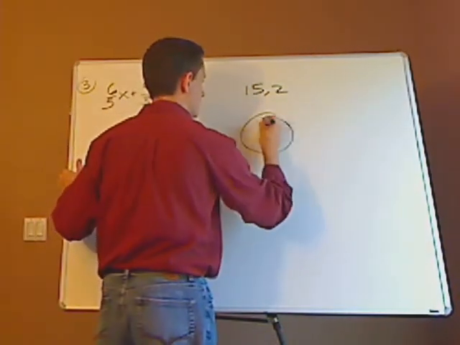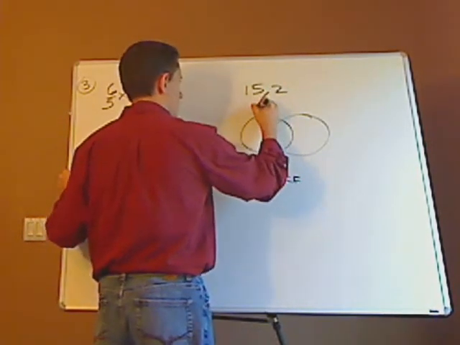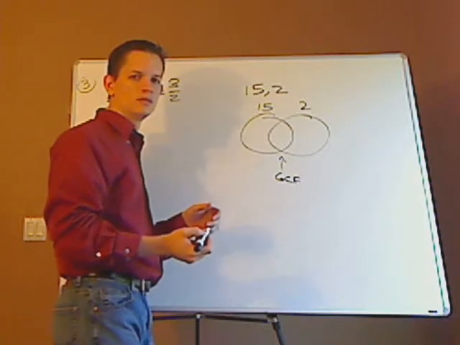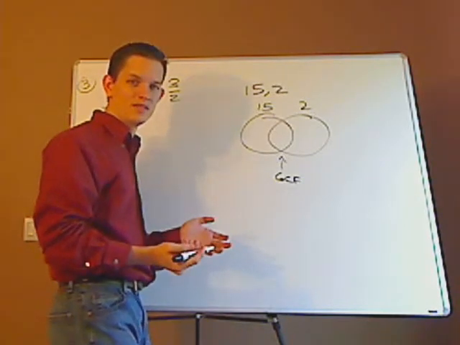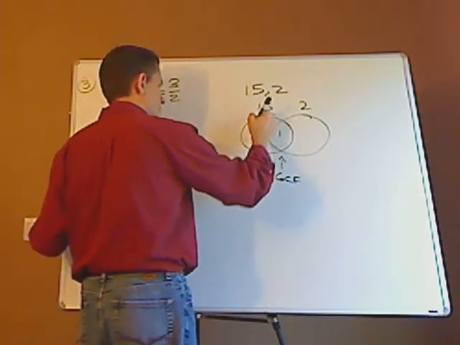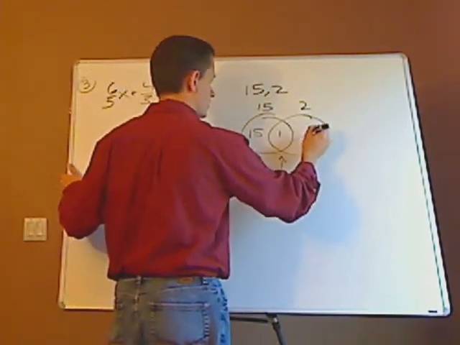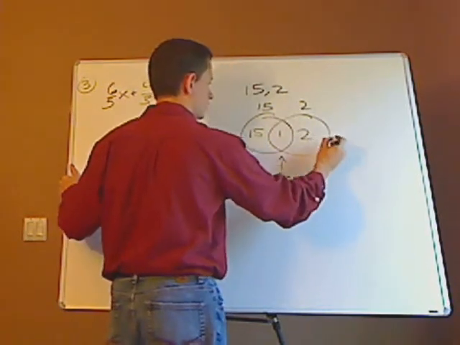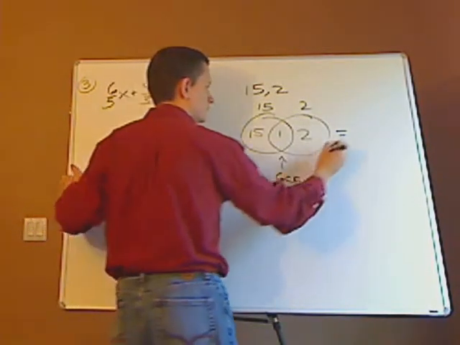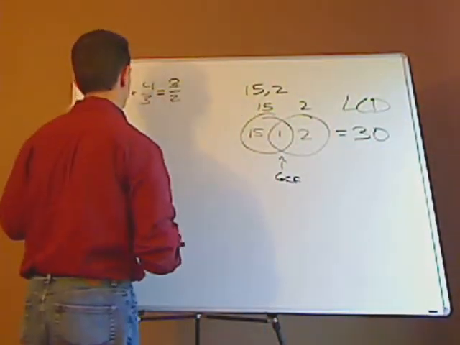You can set up a Venn diagram. GCF goes in the middle. You have 15 and 2. What's the GCF of 15 and 2? There is none. So it's just 1. Then you ask yourself, what times 1 will give me 15? 15, right? And then ask the same question here. What times 1 will give me 2? 2. And then just simply multiply across. What's 15 times 1 times 2? That's 30. And that's how you find the LCD.